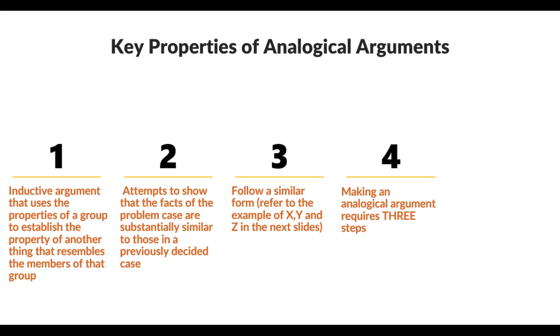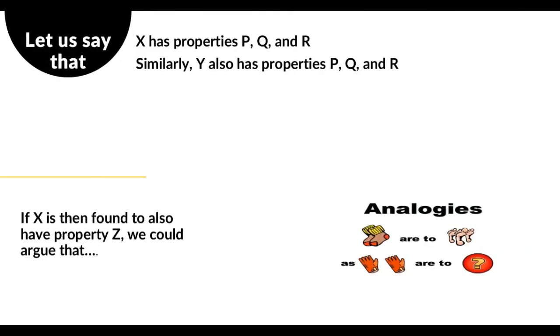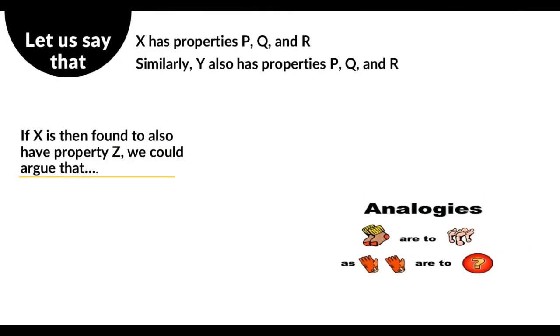It makes an analogical argument using three steps. Step 1 is deciding a base point. Step 2 is stating aligned facts. Step 3 is prioritizing. So let us see this through the lens of an example.